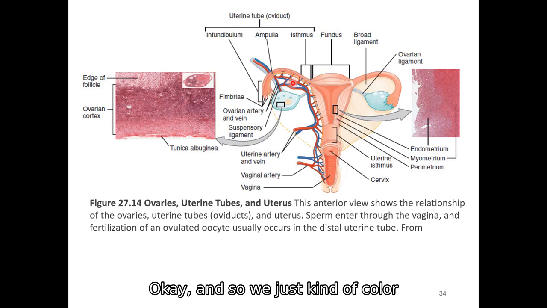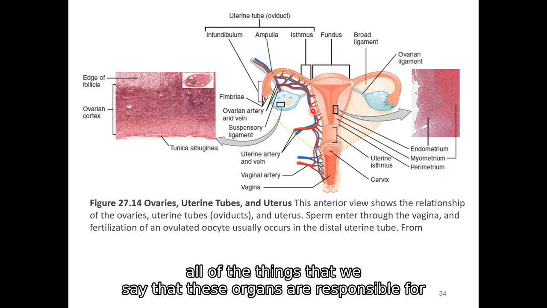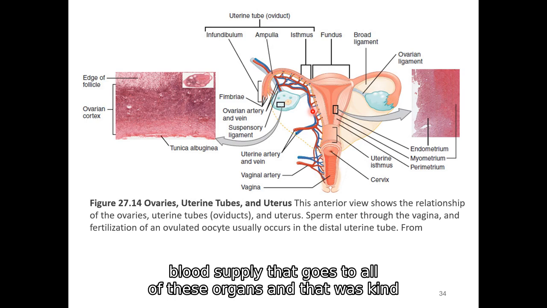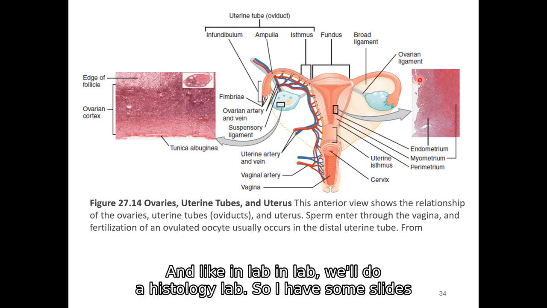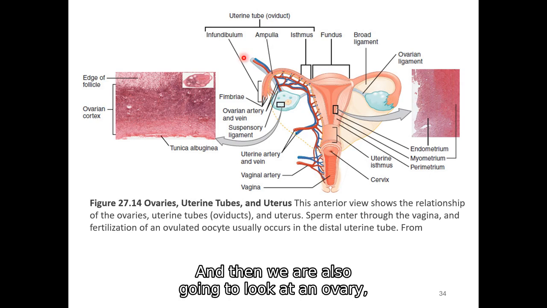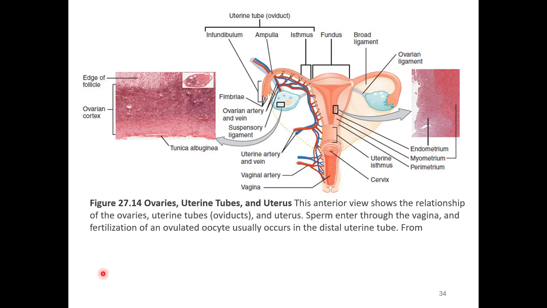Okay, and so we just kind of colored, but I do want you to notice, just think about all of the things that we say that these organs are responsible for. I like this picture, it just shows that there is a very rich blood supply that goes to all of these organs, and that was kind of left out. And in lab, we'll do a histology lab. So I have some slides, so we'll see the endometrium, myometrium, perimetrium of the uterus, and then we are also going to look at an ovary, which is a hot mess. But we will look at an ovary.